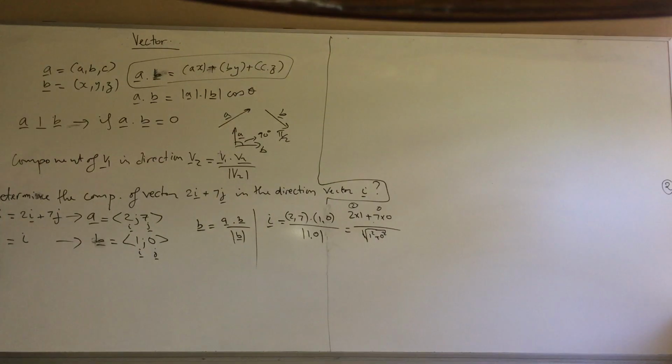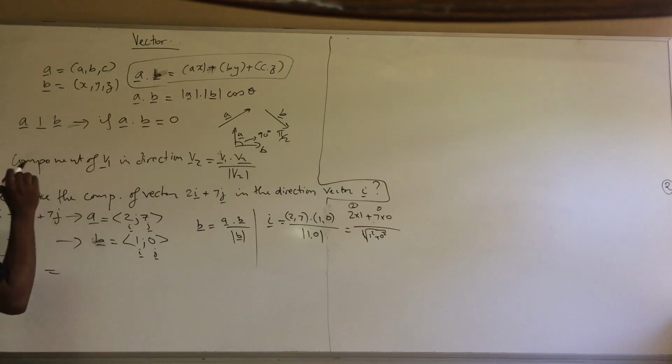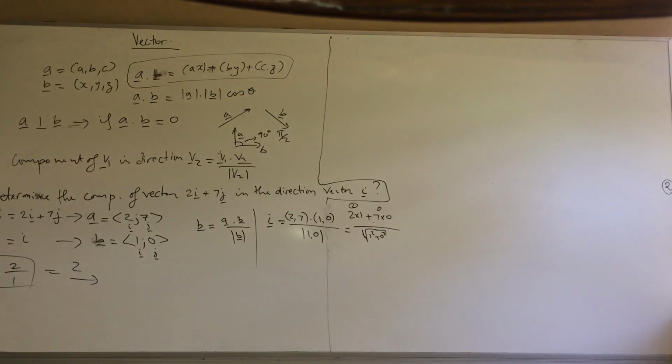Alright? So I'm gonna add 2 divided by square root of 1, which is 1. Alright? So this is the answer. The answer will be the component of vector 2i plus 2j plus 7j in the direction of i, it will be 2. Alright? That's it. Let's go to the next question. Next question.